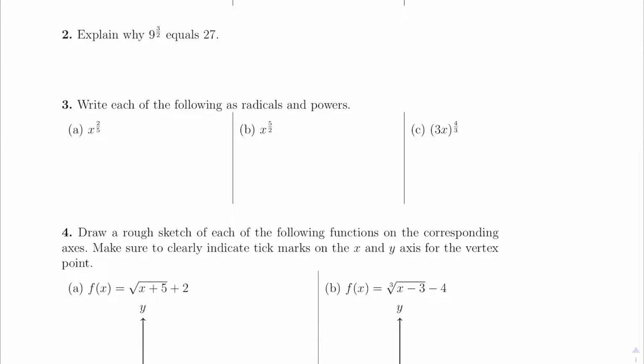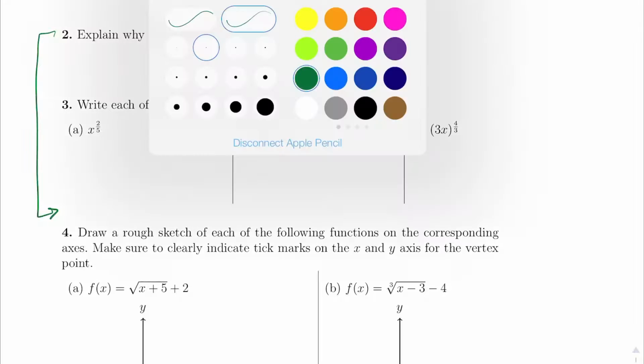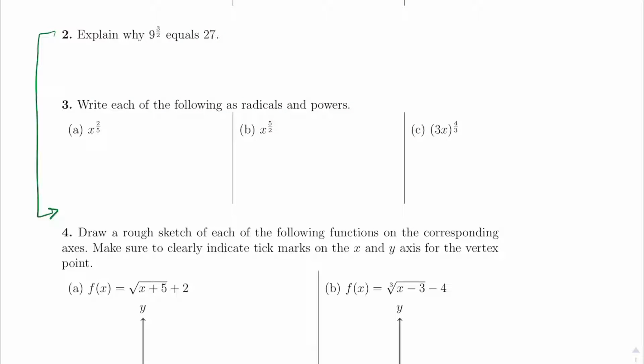Alright, now for 2 I meant to actually put this question after 3, so I'm going to come back to it, but it doesn't really affect us that it's a little bit out of order. So with this one, write each of the following as radicals and powers. So x to the 2/5, there are 2 ways to write this. You could write the 5th root of x squared, or you can switch the order so you have the 5th root of x, all squared. Either one of those is correct, as long as you remember that the power is in the numerator, and then the root is in the denominator.